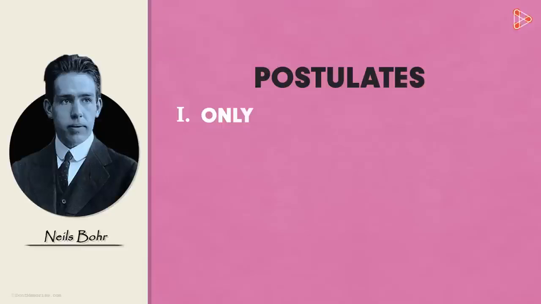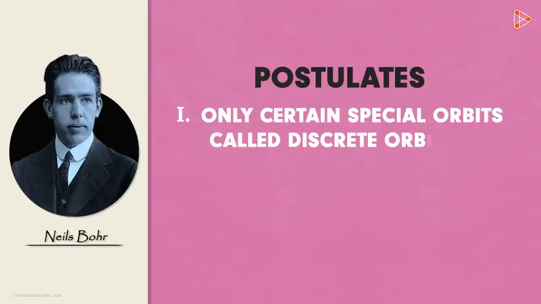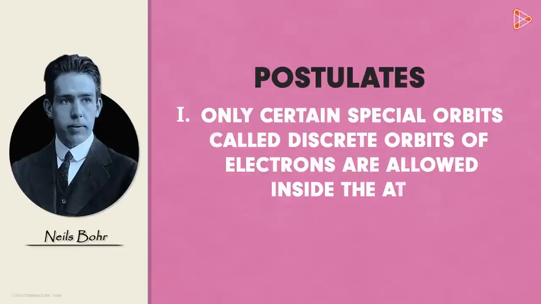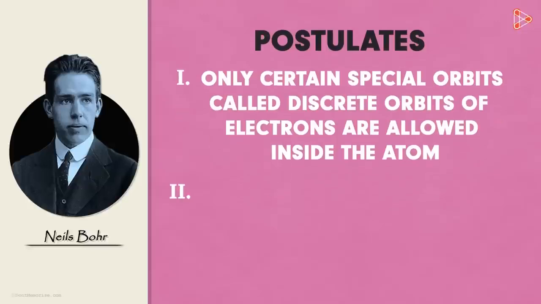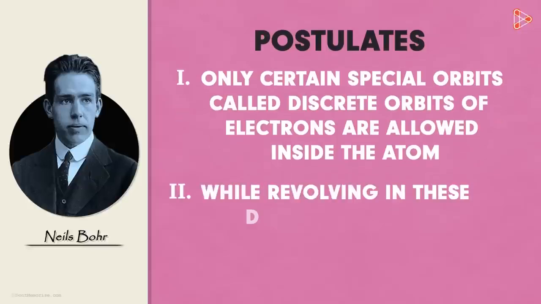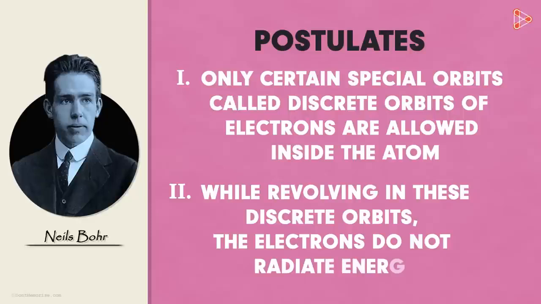Firstly, only certain special orbits called discrete orbits of electrons are allowed inside the atom. Secondly, while revolving in these discrete orbits, the electrons do not radiate energy. Now, these points definitely tell us why an atom is so stable. But what exactly are these paths or orbits in which the electrons revolve around the nucleus? Let's understand with an example.